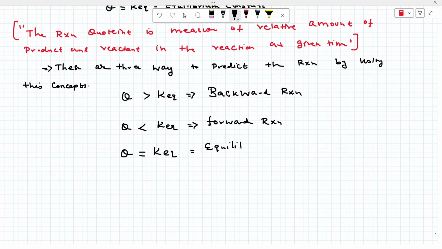Now students, if you miss a class, you can join the same link. Based on the Q and K equilibrium values, we can predict the direction of the chemical reaction. At equilibrium condition, the reaction quotient and K equilibrium are the same. This is a basic fundamental.